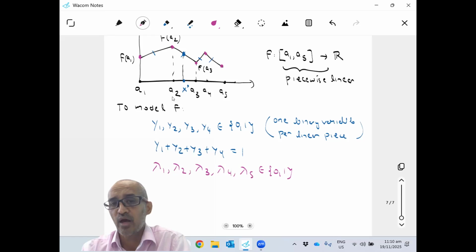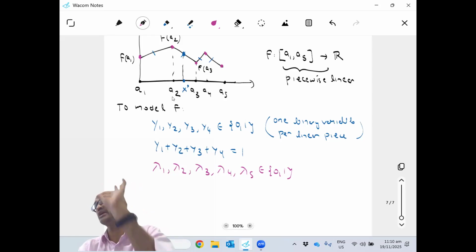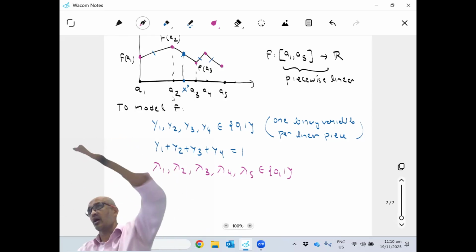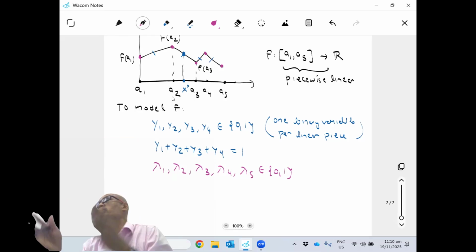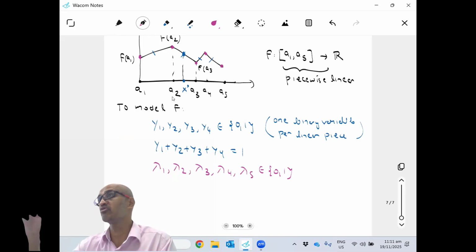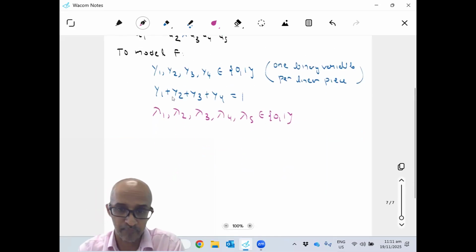But I don't want to know anything about f of a1 or f of a4 or a5. This gives me no information. The function value at x star is only determined by a2 and a3 and what happens between a2 and a3. All the other linear pieces tell me no information about f of x star when x star lies between a2 and a3. So I want all these multipliers, lambda 1, lambda 4, and lambda 5, to be switched off. They have to be 0.